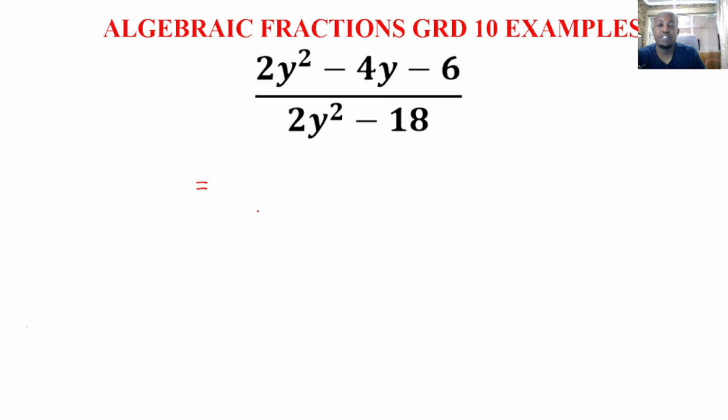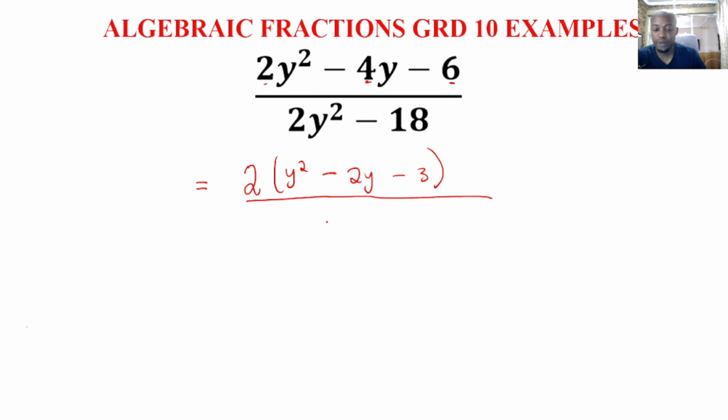First thing first, you can see that everything in the numerator is a factor of 2. This is a factor of 2. This is a factor of 2 as well. Okay, so what we can do here to make our life easy, take out a common factor of 2. Then you're going to be left with y squared minus 2y minus 3. So that when you multiply out by 2, when you do binomial, it takes you back there, right?